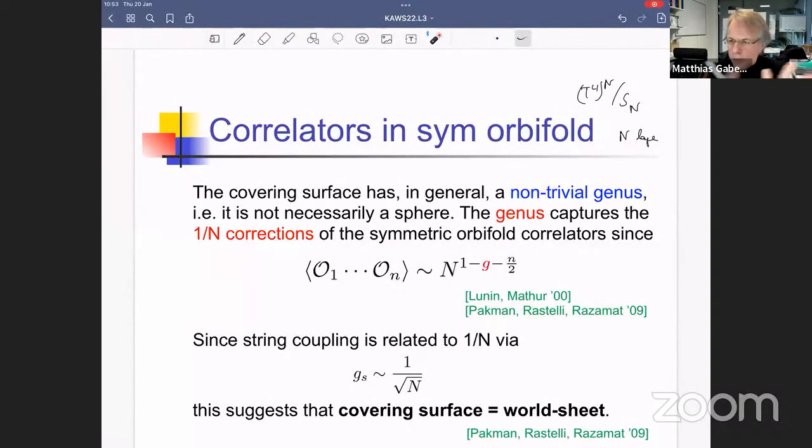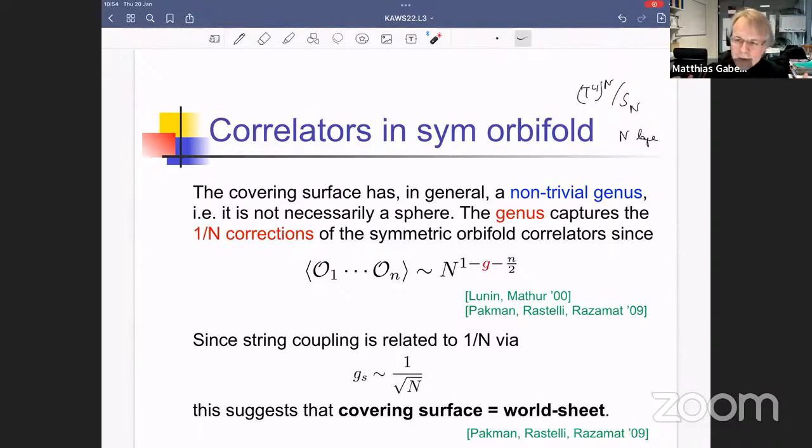I mean, from the point of view of the symmetric orbifold, we don't know anything about worldsheets. We are just calculating correlation functions in the symmetric orbifold. But the smart way of calculating them is by introducing these covering surfaces. And the genus of the covering surface somehow wants to be identified with the genus of the worldsheet that contributes to the calculation of the correlator.